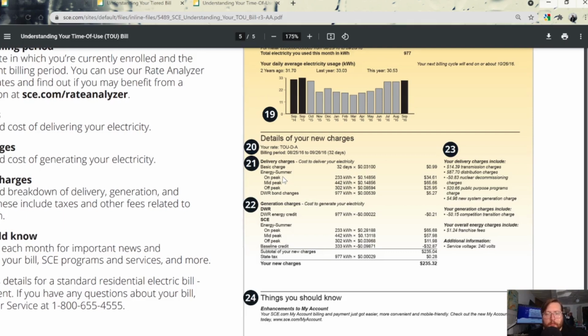I know the website displays about 50 cents. This is roughly about 42 to 43 cents here on this bill, along with the mid-peak being somewhere around 16 to, I believe, 18 cents, and then off-peak lower, about 10.5 cents. So that would give you more of a whole cost.